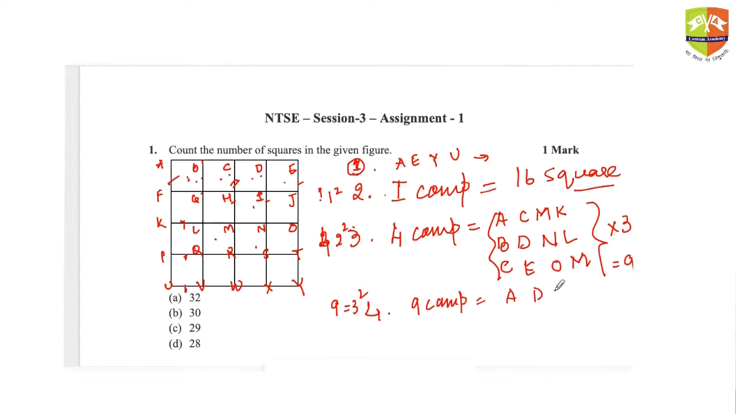It is A, D, S, P. This is the first one. The second one is B, E. What is this? This is T. So B, E, T, P is the second one. Now let me go here.